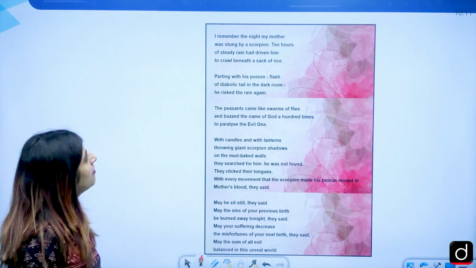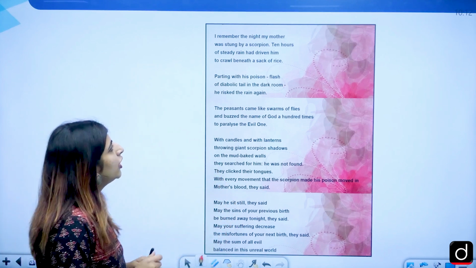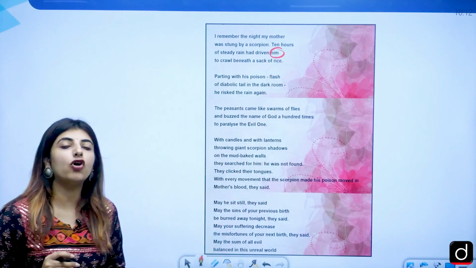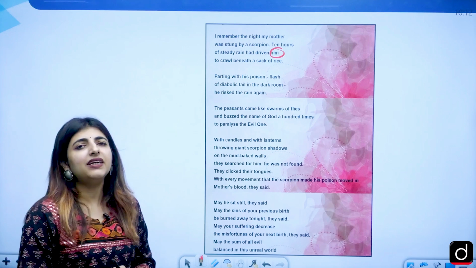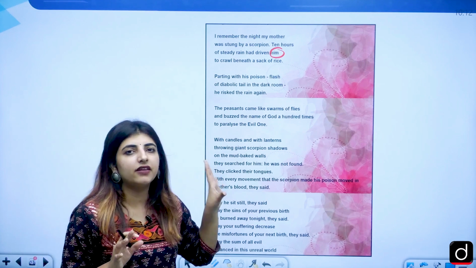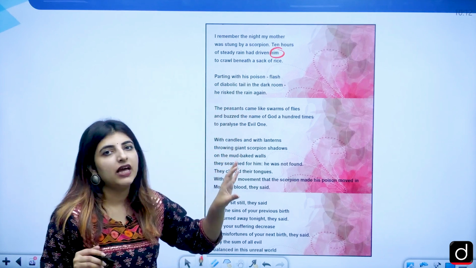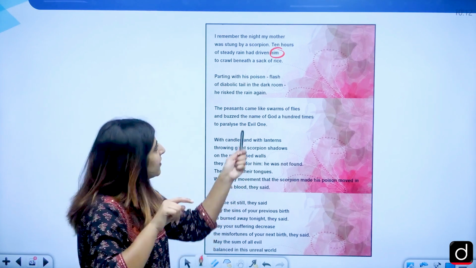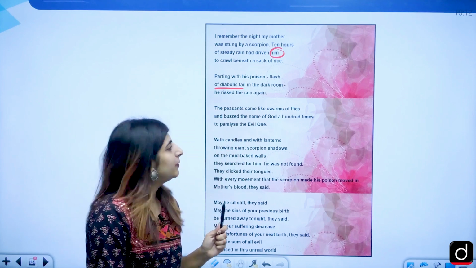I remember the night my mother was stung by a scorpion. 10 hours of steady rain had driven him to crawl beneath a sack of rice. Driven him, driven whom? Driven the scorpion. कि वो एक बोरी के नीचे, a sack of rice, उसके नीचे जाके चला गया. Parting with his poison flash of diabolic tail in the dark room, he risked the rain again. कि वो निकल आया. It just came out of that sack of rice, and of course, the tail, you would have seen a scorpion. The tail that it was having, it had a flash, right? So on the wall, the flash of that diabolic tail could be seen.